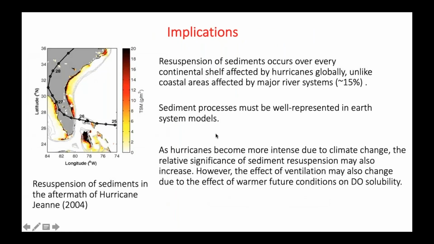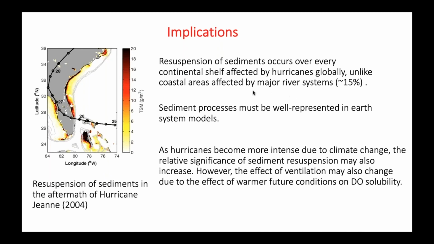So the implications of this study are pretty important to note. So we see that in this analysis that I presented, we looked at the case of hurricanes which made landfall near the mouth of the Mississippi River. And as we saw, there is an initial increase in sediments due to local resuspension, and later on you have further increase in sediments coming from the flood of the river. However, note that these major river systems like the Mississippi only occupy roughly 15% of the global continental shelf regions.